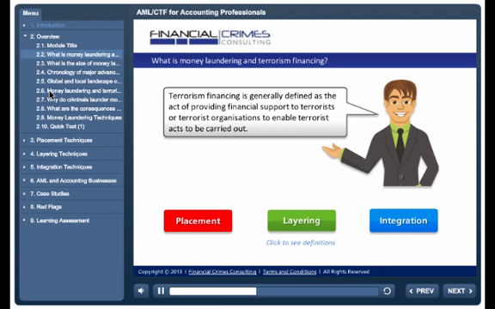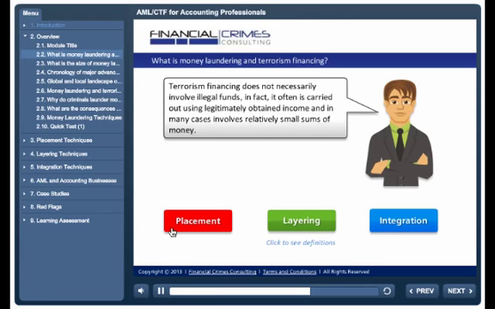Terrorism financing is generally defined as the act of providing financial support to terrorists or terrorist organizations to enable terrorist acts to be carried out. Terrorism financing does not necessarily involve illegal funds. In fact, it often is carried out using legitimately obtained income, and in many cases involves relatively small sums of money.